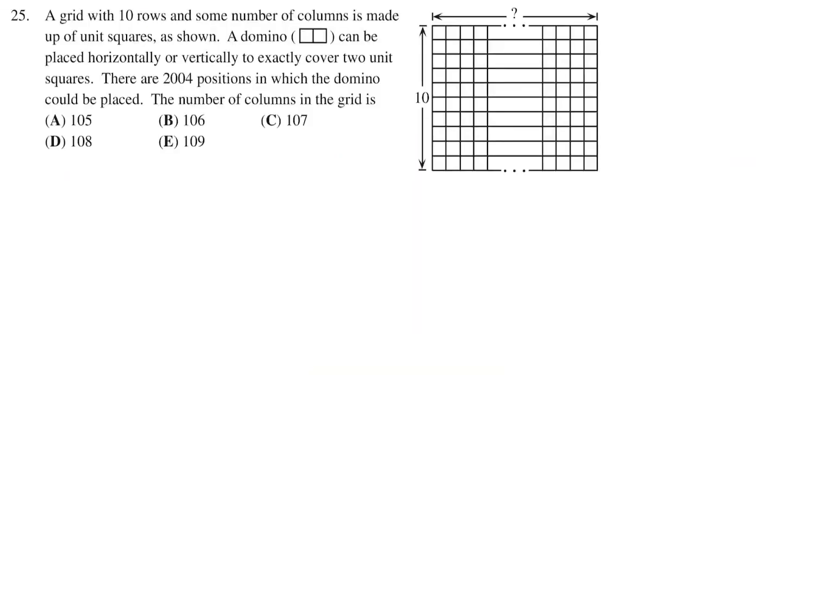A grid with 10 rows and some number of columns is made up of unit squares as shown. A domino can be placed horizontally or vertically to exactly cover 2 unit squares. There are 2,004 positions in which the domino could be placed. The number of columns in the grid is.